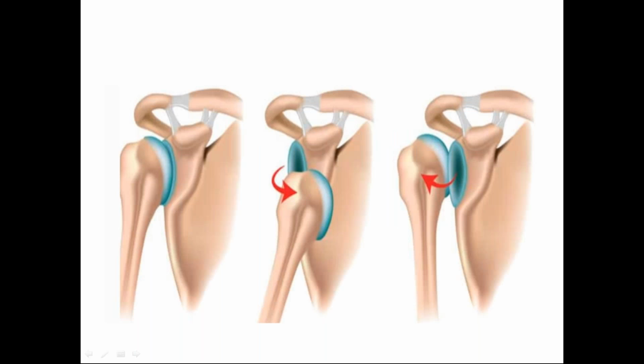In this image, the first one shows a normal shoulder joint and the second one shows an anteriorly dislocated shoulder joint. Here we can see there is a complete loss of connection between the articular surfaces of the humerus head and that of the glenoid. So this image is an anteriorly dislocated shoulder joint and the third one is a posteriorly dislocated shoulder joint.